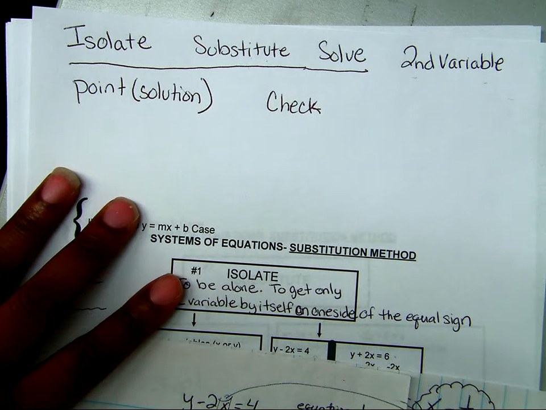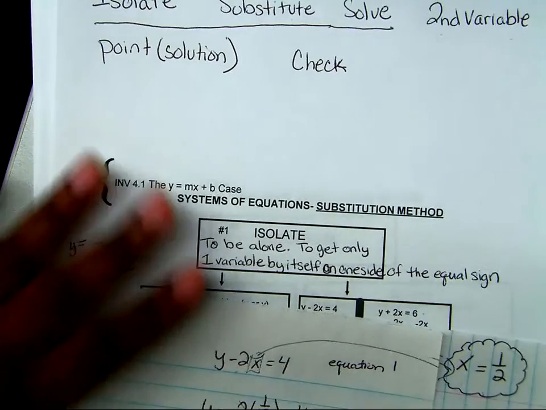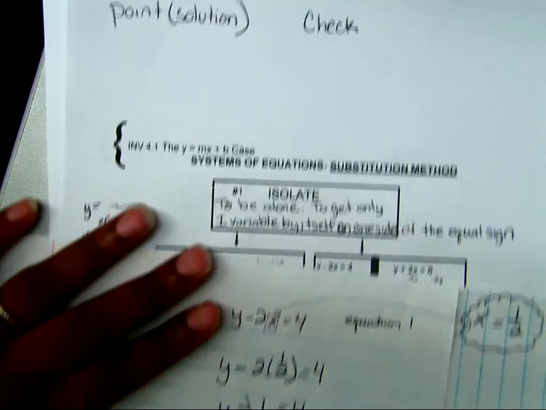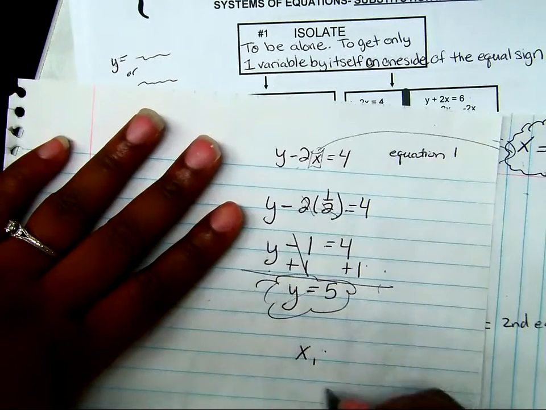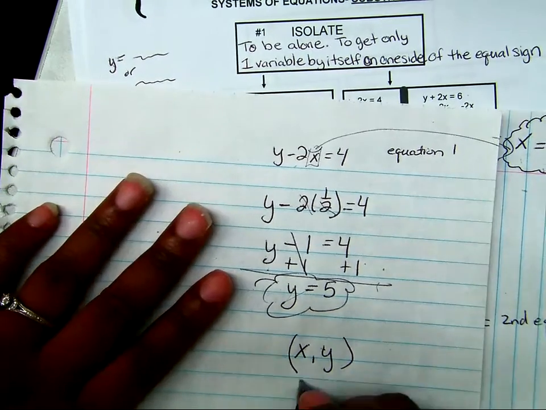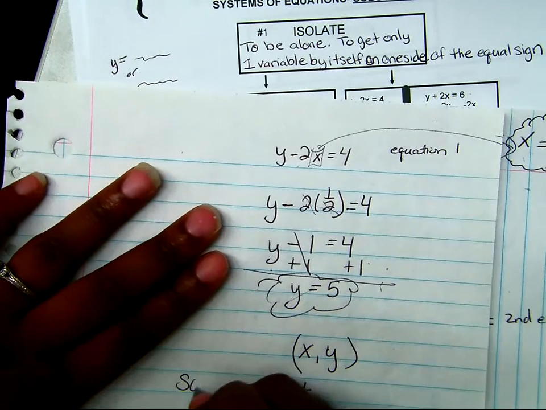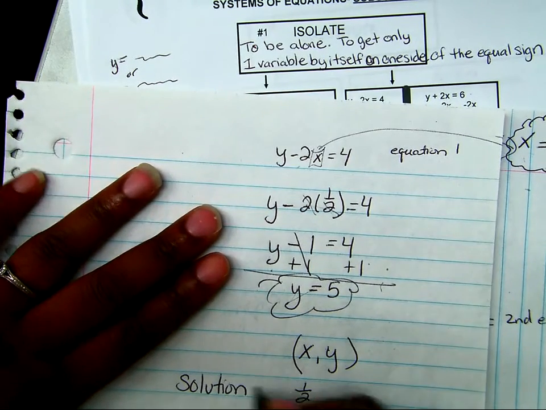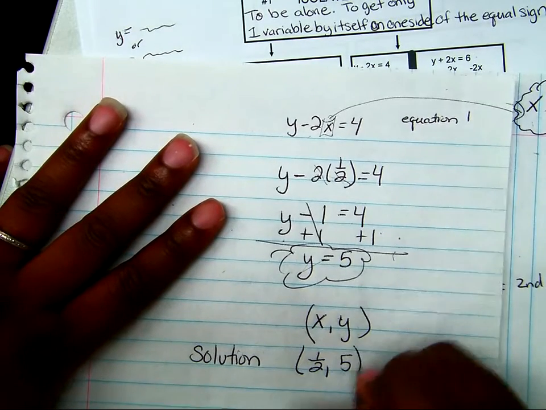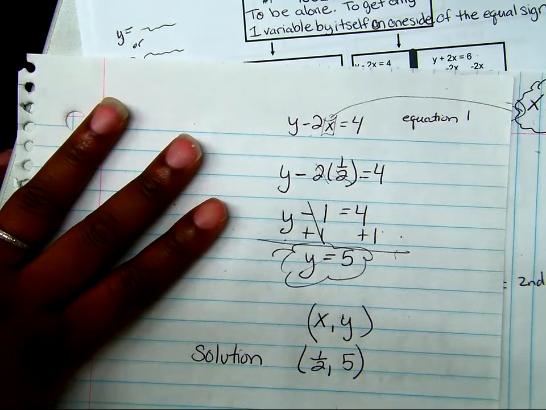So now I'm going to give my point solution. All right? So your point solution is always an xy coordinate. Okay? So my x is 1/2, and my y is 5. Okay? That's what this is saying.